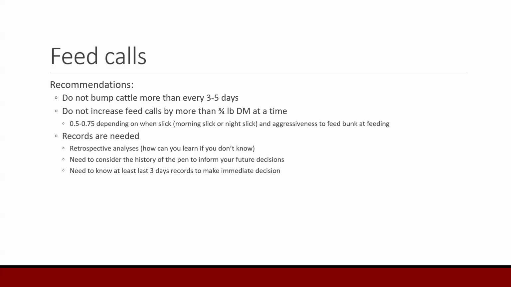So increasing could be half a pound to 3/4 of a pound, depending on when that slick bunk occurred. So if they slicked up in the evening time, maybe I'll bump them 3/4 of a pound per head. However, if they slicked up just before morning feeding and they had lots or even crumbs in the evening, maybe I'll be more conservative and only bump them half a pound a head.